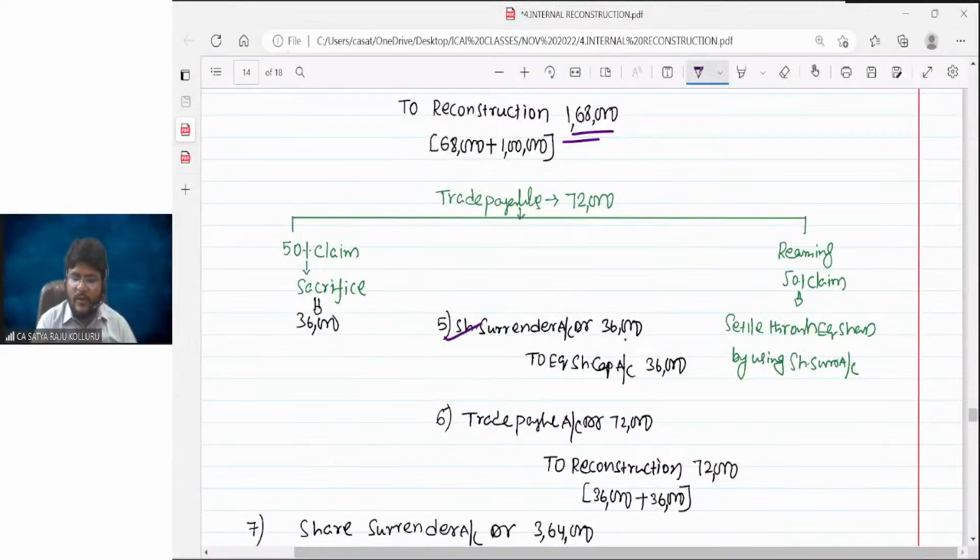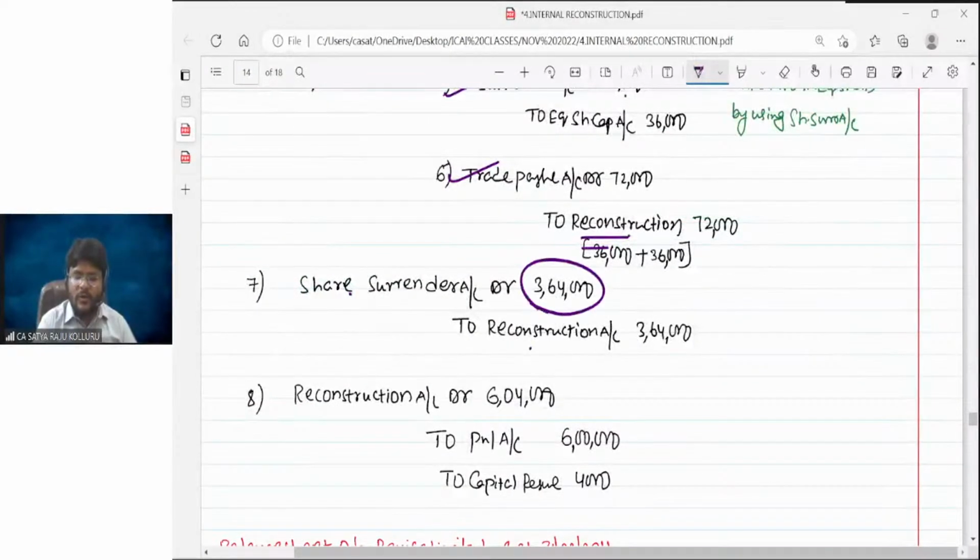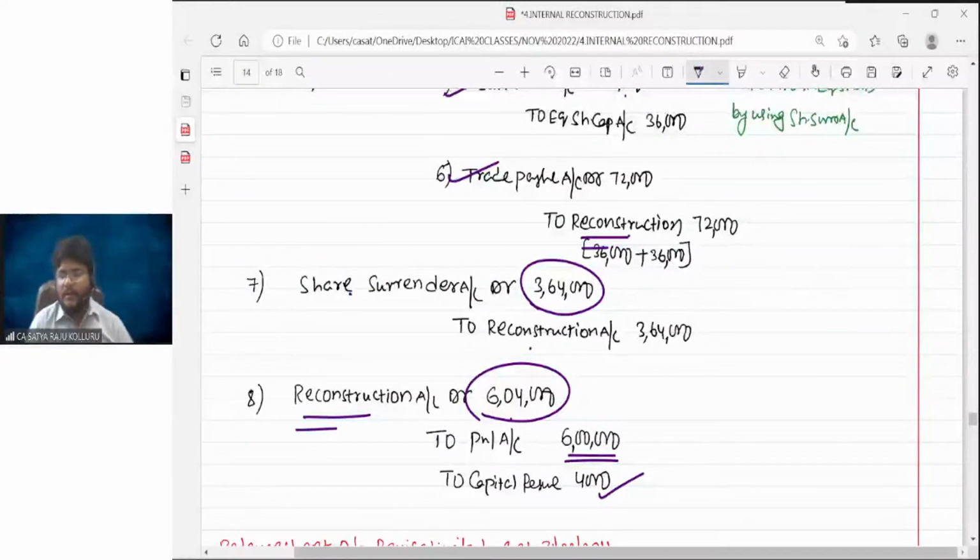So share surrender to equity share capital, entirely cancel and put it under reconstruction 72. Then finally, share surrender to reconstruction. What is the balance in share surrender? Then reconstruction: out of 6,04,000, cancel 6,04,000 and transfer to capital reserve. That's it, guys. Any doubt in the share surrender concept?